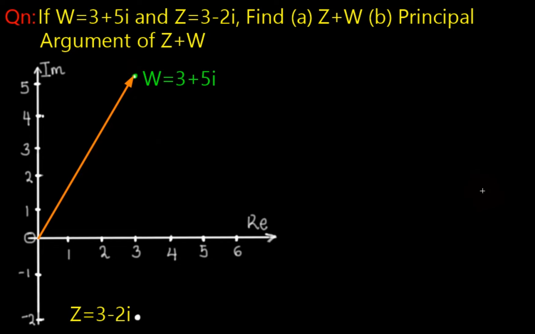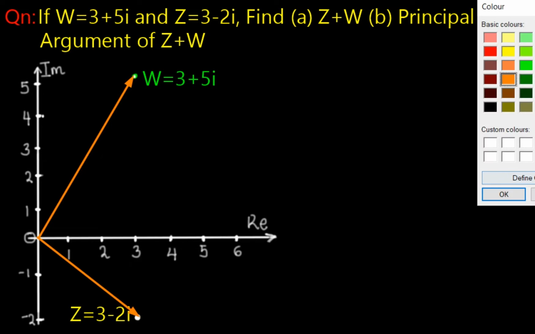Now, if we consider z, it is moving 3 units along the positive real axis and then 2 units downward. Therefore, if we draw an arrow connecting the origin to z, we shall have it like that, with its tail at the origin and its head at the point (3, -2). But now we are interested in obtaining z plus w. What does that mean?